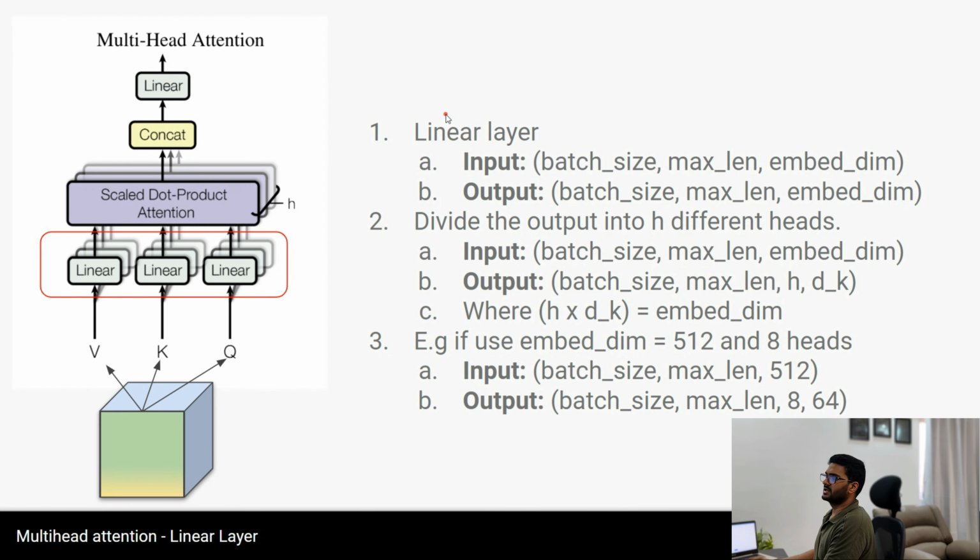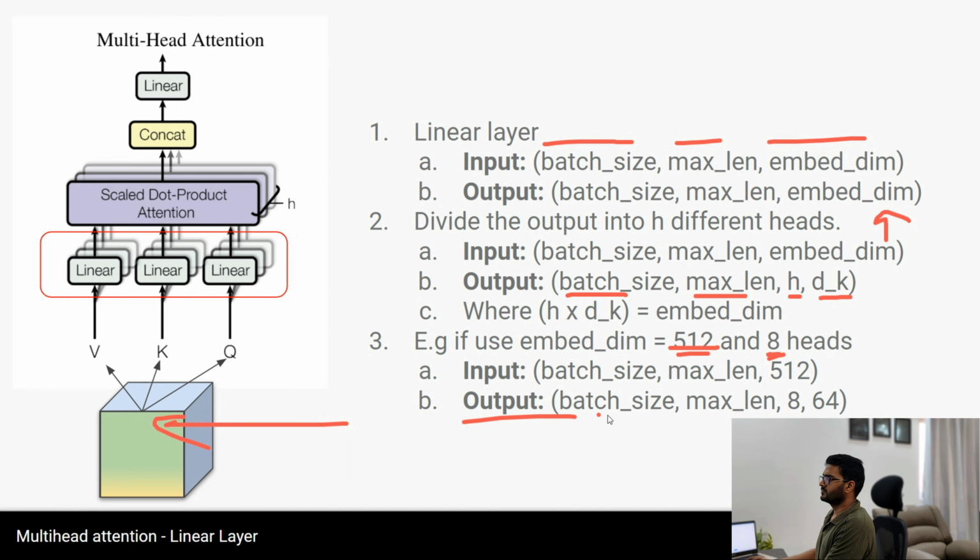The first thing is we start with the linear layer. So we will have this, we'll create three copies of it, pass it through the linear layer, and we will divide this into batch size, maximum length, h and d_k, such that when you multiply h and d_k, you will come back to the embedding dimension. So for example, if you're using a dimension of 512 with 8 heads, the output would be batch size, maximum length, 8 and 64. Okay, does that make sense?